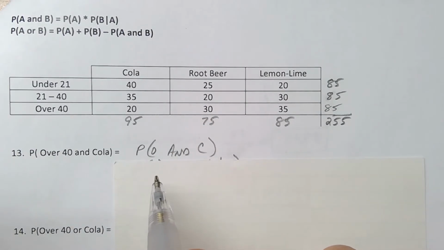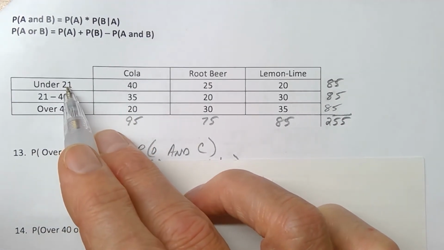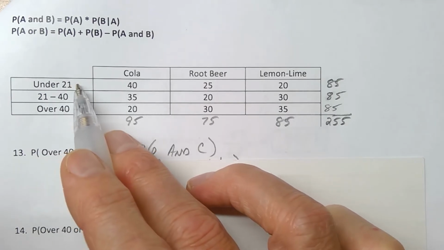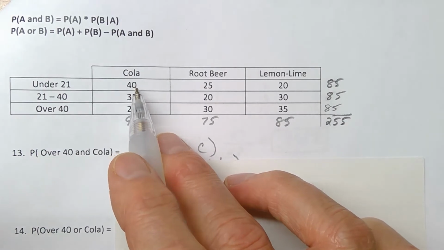I want to give you a larger table here. The first row is people under 21, like college-age students, and they surveyed what their favorite soda pop was.